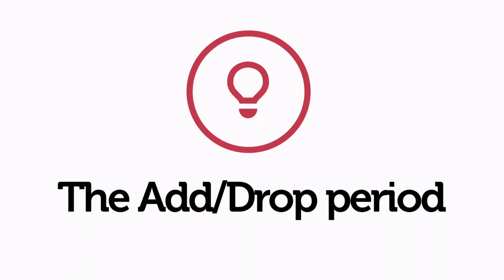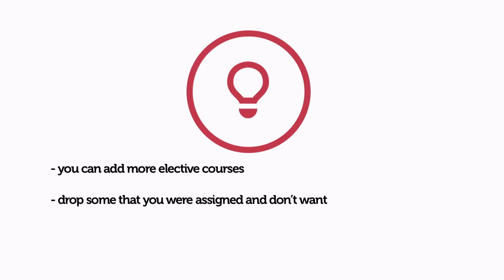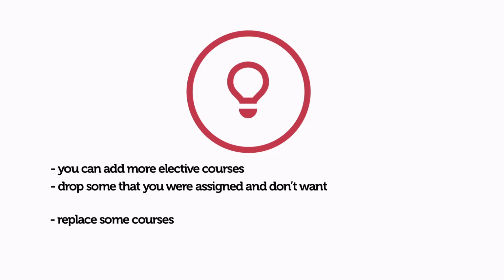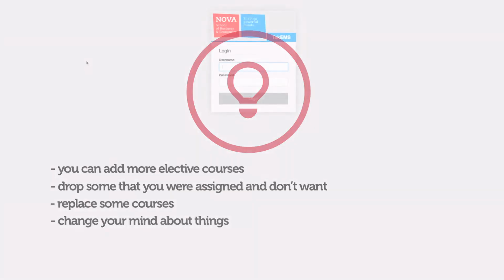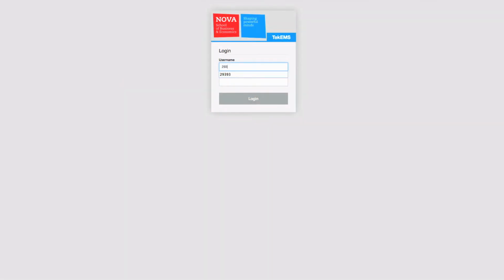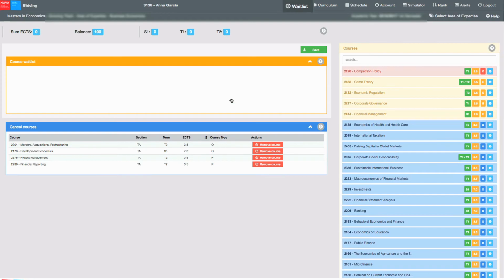Okay, let's talk about the add-drop period now. During this period, you can add more elective courses, drop some that you were assigned and don't want, replace them, and just generally change your mind about things if you wish. Start by logging in with the same credentials you used in the earlier bidding period. And you'll go to a new platform that contains a menu very similar to the one in the first bidding event. But now there's a new tab there called Wait List.